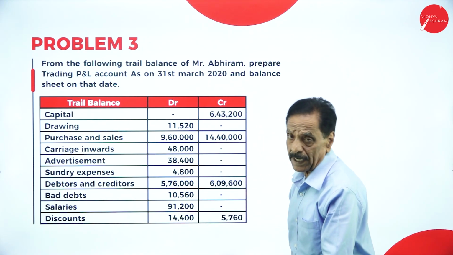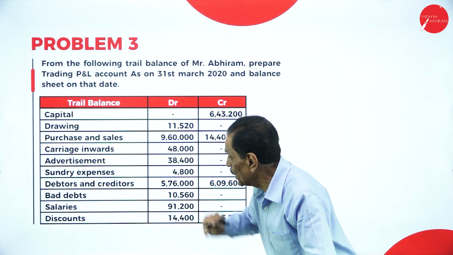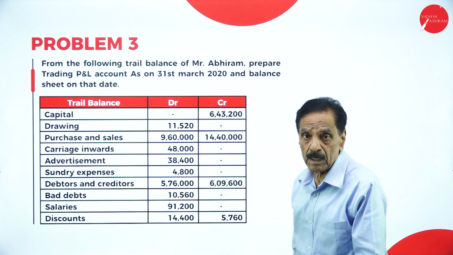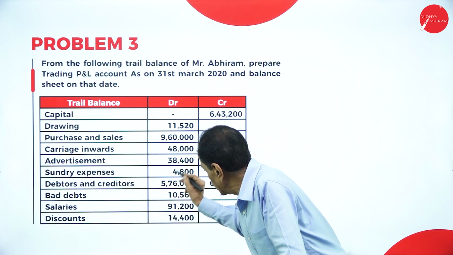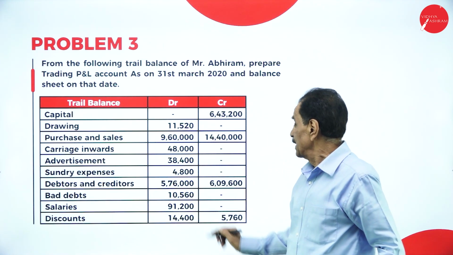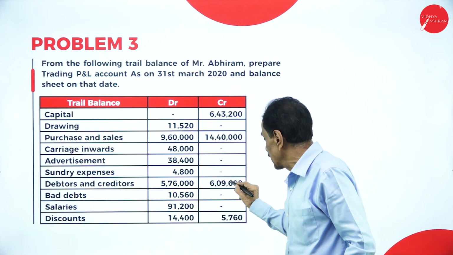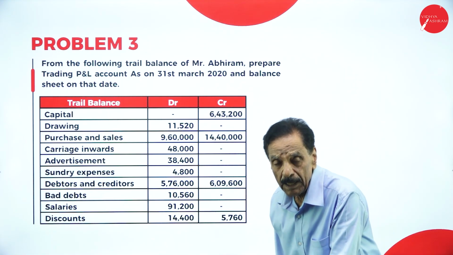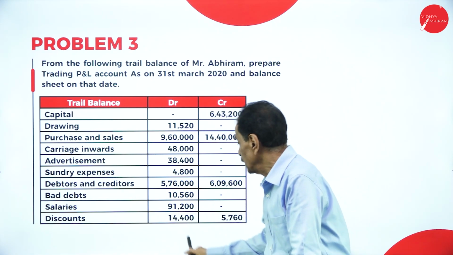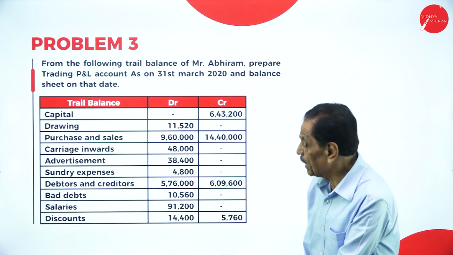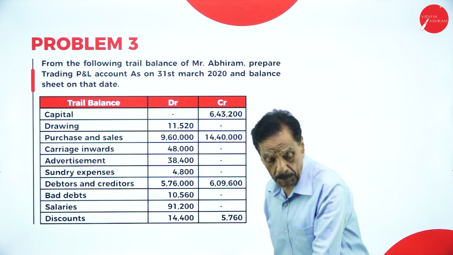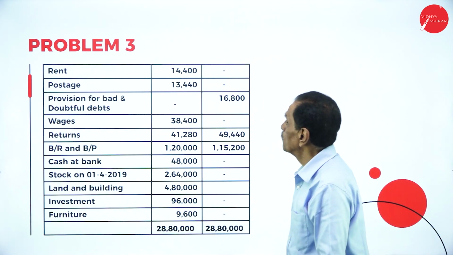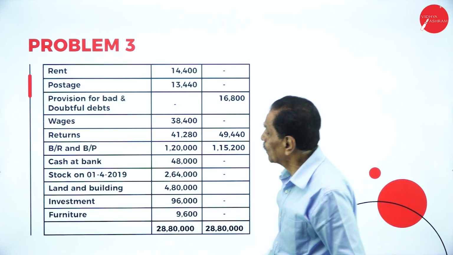Purchase and sale, trading account. Carriage inward, trading account. Advertisement, profit and loss account. Sundry expenses, profit and loss account. Debtor is an asset, creditor is a liability. Bad debt, irrecoverable money, profit and loss account. Salaries, profit and loss account. Discount, profit and loss account. Rent, profit and loss account. Postage, profit and loss account.